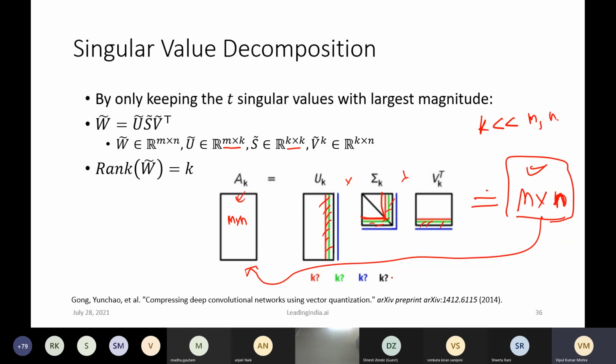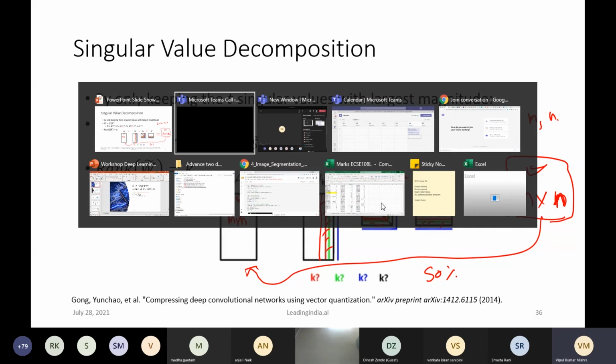So suppose I want to reduce by 50%. What you will do is remove 50% from here, 50% from here, and 50% from here. Once we want this matrix back, you will do m cross n and you will achieve it.